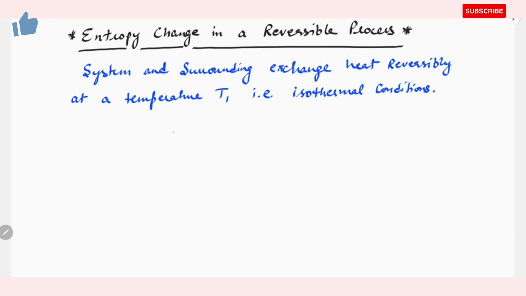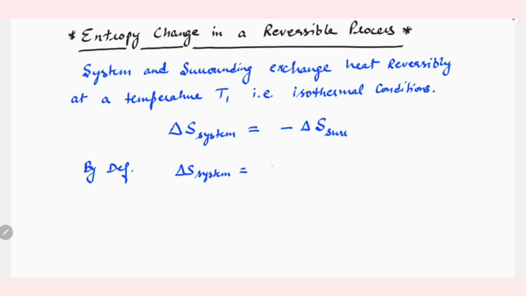So in such a case, the entropy change of the system will always be equal to the entropy change of the surroundings, but with a negative sign. Now, by definition of entropy, entropy change is written as Q reversible by T. As we can always say, the entropy change is the amount of heat absorbed at the given temperature.